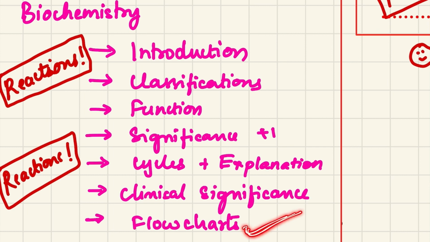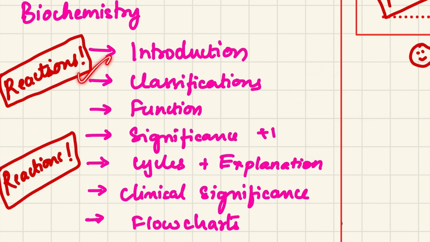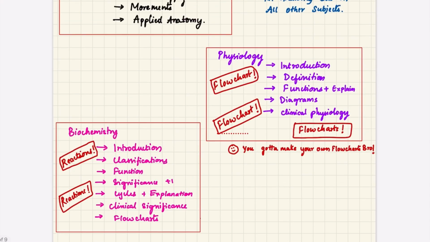Yeah, you can also use flowcharts in biochemistry. Don't think it's only for physiology. If you write flowcharts in biochemistry, you can impress your examiner very well. You need to make it easy for them to analyze that you know things. If you write paragraph wise, they're not gonna give you marks. So always make sure you write in points and not in paras, right? In biochemistry, reactions are very important. No matter what you know or you don't know, you need to remember reactions and you need to write them.